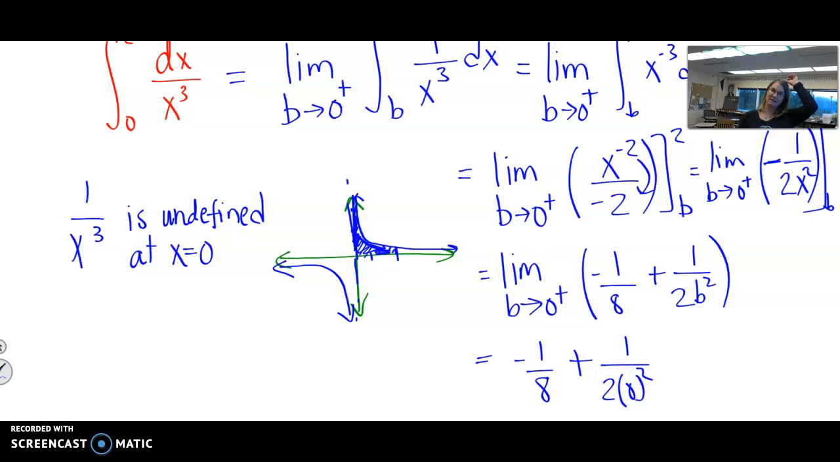So as the denominator is approaching 0, this is going to blow up to infinity. So negative 1/8 plus infinity is still infinity. Therefore, this is a divergent integral. It diverges. It's going to approach infinity.